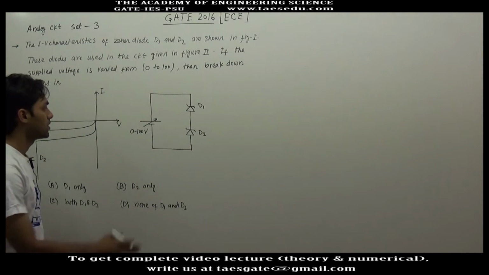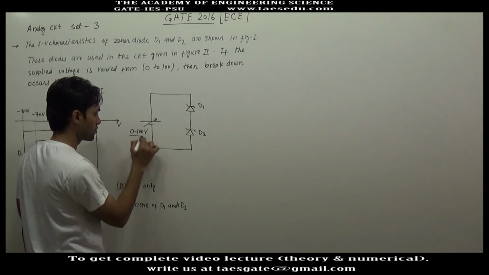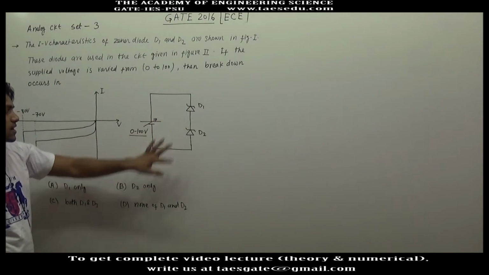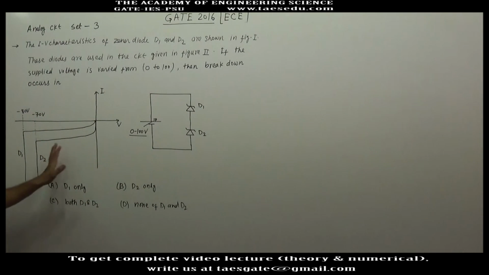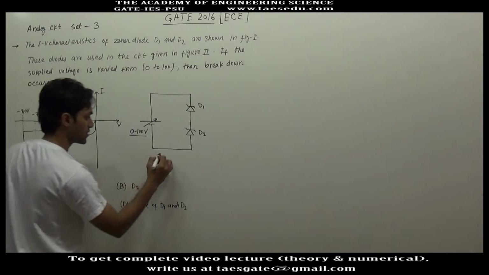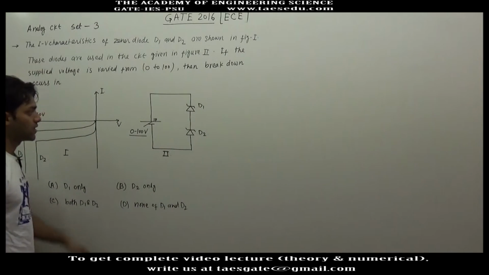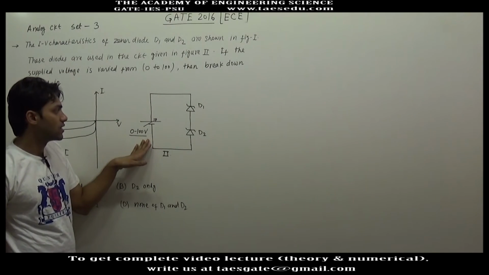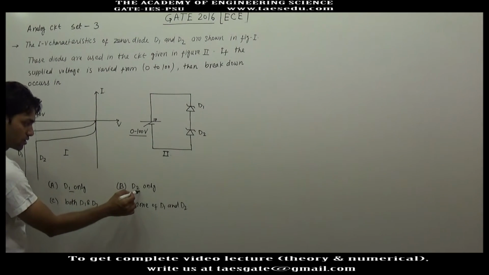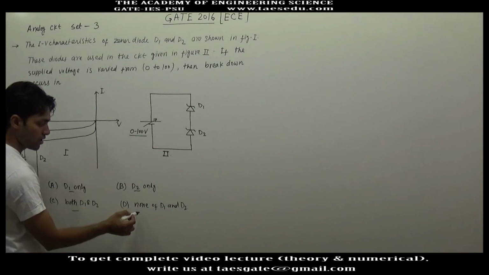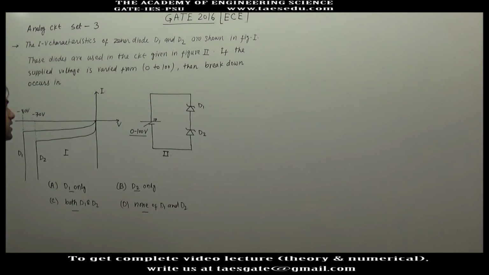Okay, in this question, the input voltage is varied from 0 to 100 volt, and the two Zener diodes are connected in series. And the voltage and current characteristic of each Zener diode is shown in this figure 1. This is figure 1 and this is figure 2. The input voltage is varied from 0 to 100 volt. So now in the question we have to answer which diode will be broken. The options are only D1, only D2, both D1 and D2, and in option D none of D1 and D2.